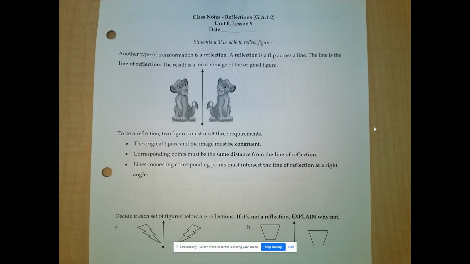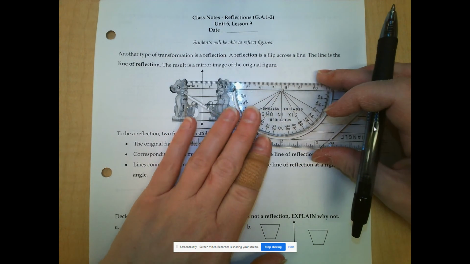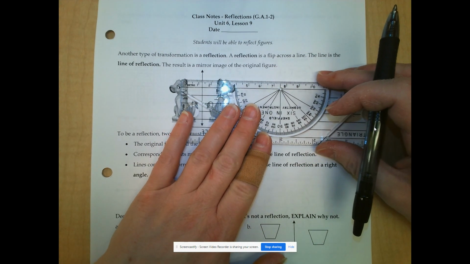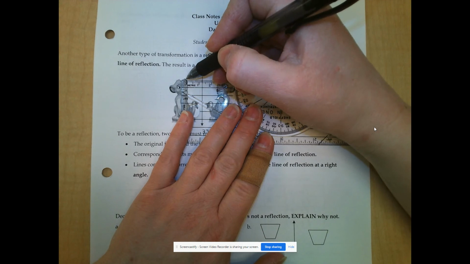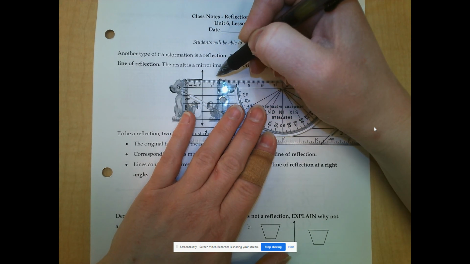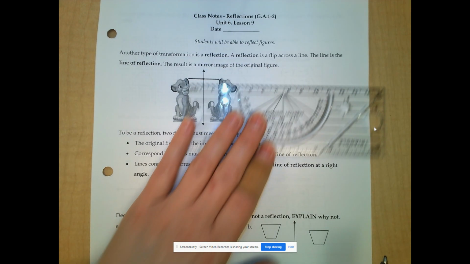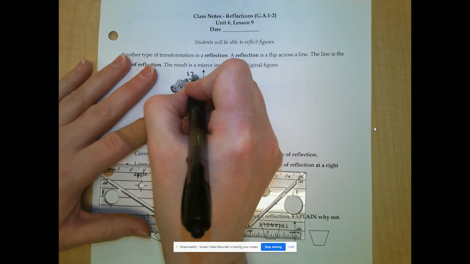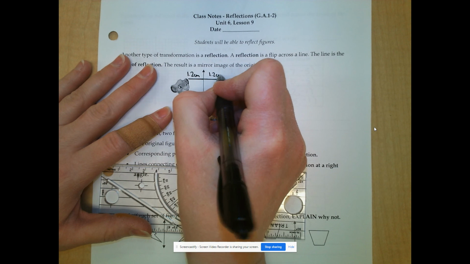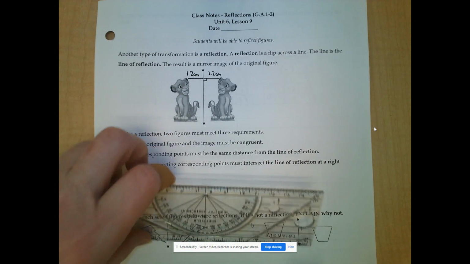But then the next one is whether or not they are the same distance from the center line, that line of reflection. So I might do something like this where I measure from the tip of the ear to the tip of the ear. And this one's about 1.2 or 1.25. And then if I slide this just to make sure, this one is also 1.2 or 1.25. So we could say 1.2 centimeters, 1.2 centimeters. So they are the same distance from that center line of reflection.